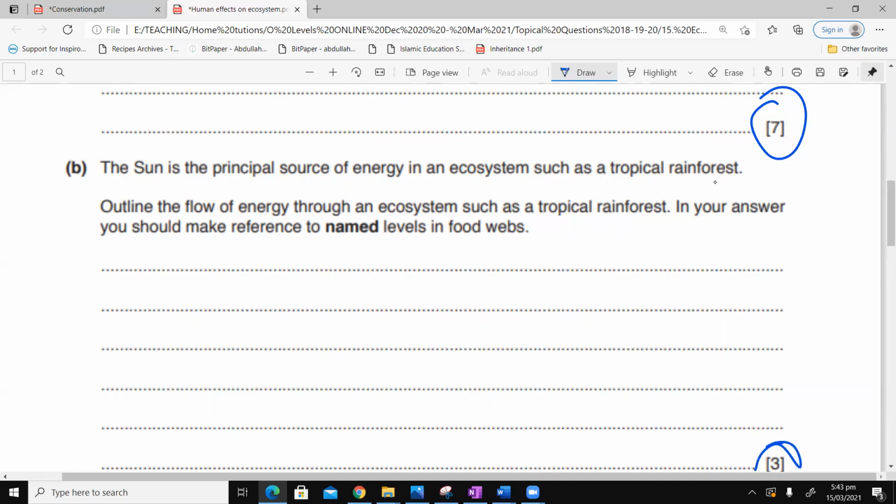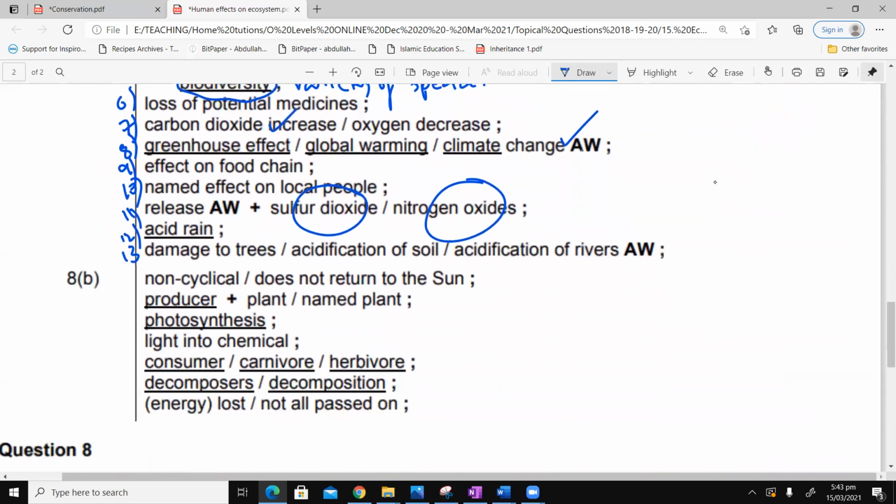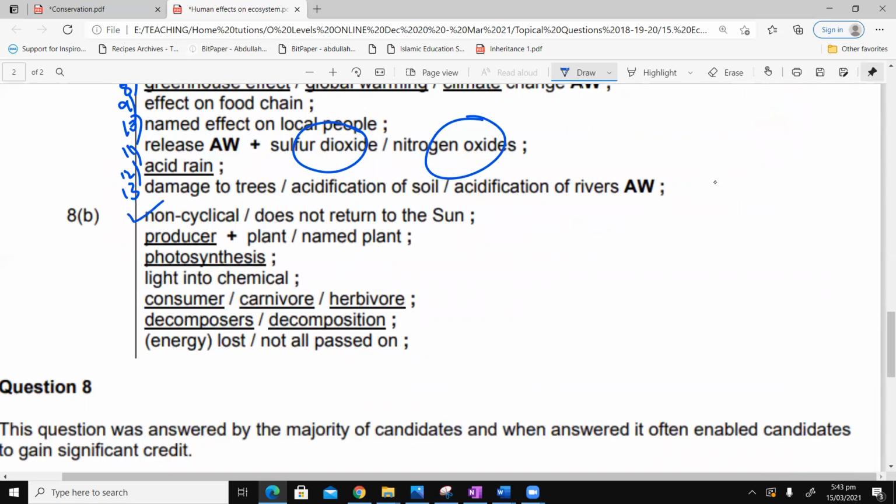Like in this question, is important. They're asking you to outline the flow of energy. And you know that the energy is non-cyclic, it's lost and all of that stuff. And it says in your answer, you should make reference to named levels in the food webs. So the answer is very simple. The first thing is it's non-cyclic.